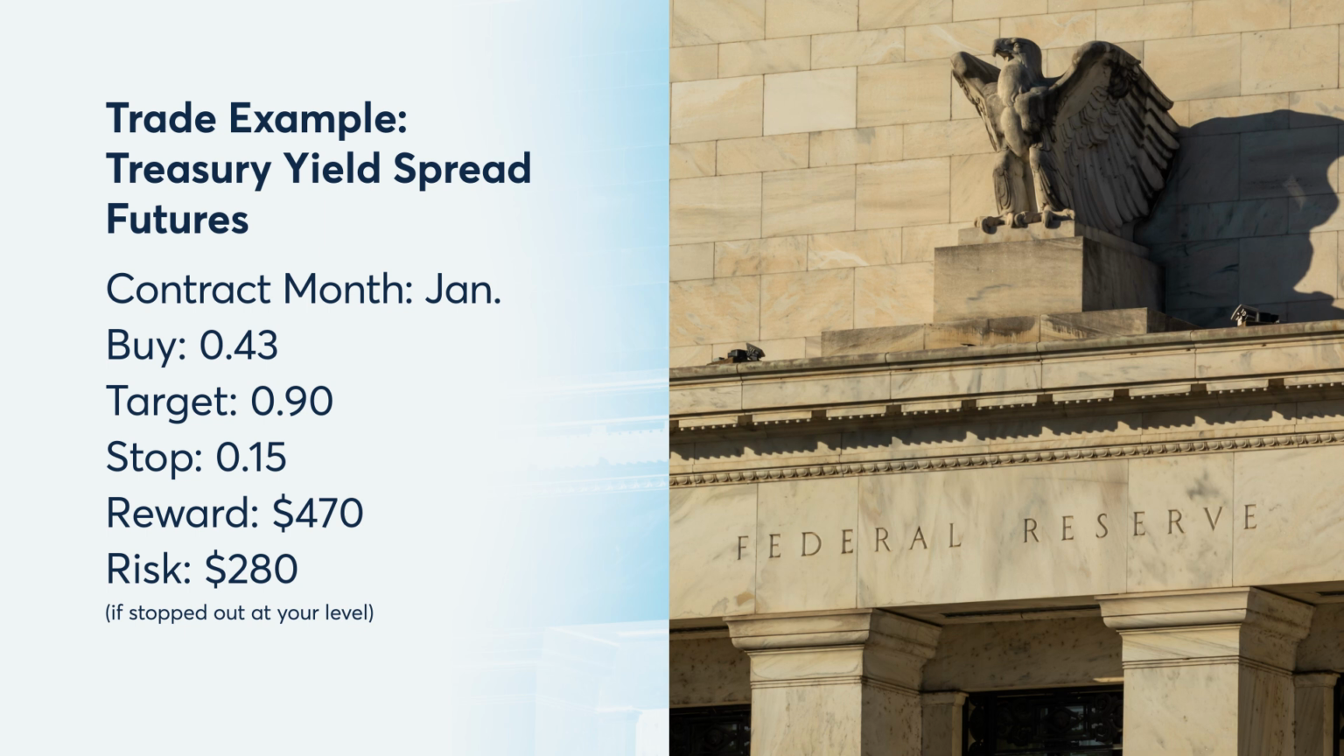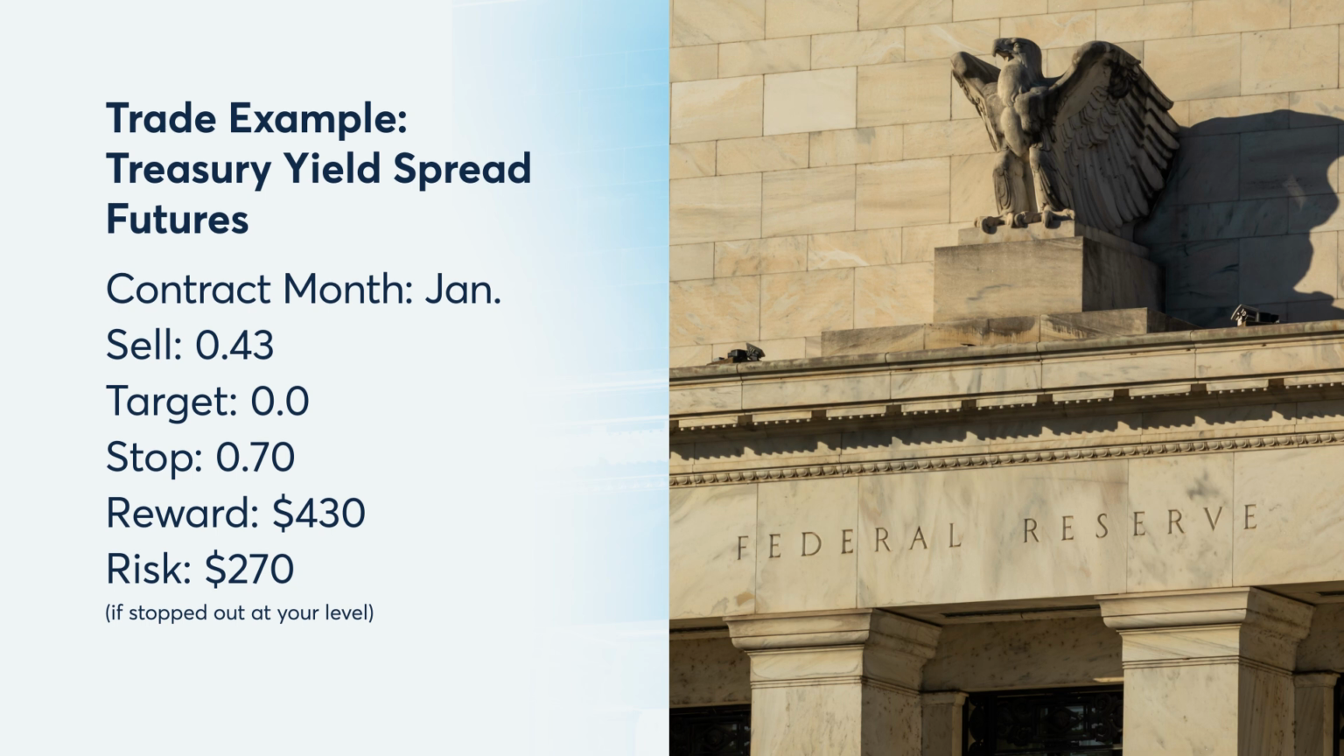Now, if a trader believes the yield curve could continue steepening, they could express that by buying the January micro 2-year versus 10-year Treasury yield spread at 0.43, with a target of the historical average of 0.90. Now, a stop for this trade can be placed below at 0.15. This trade can make $470 if the target is reached and risks $280 if you're stopped out at your level. Now, it's important to remember that this spread gives you two independent positions and stops will need to be monitored manually.